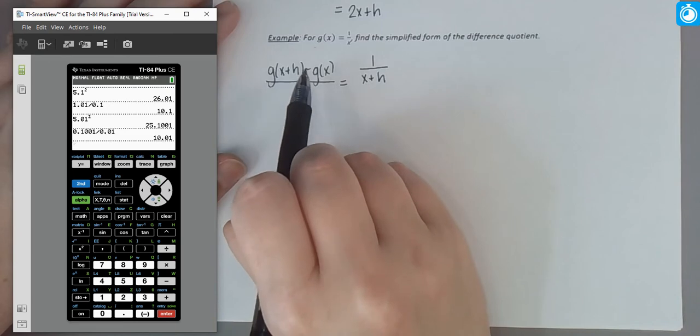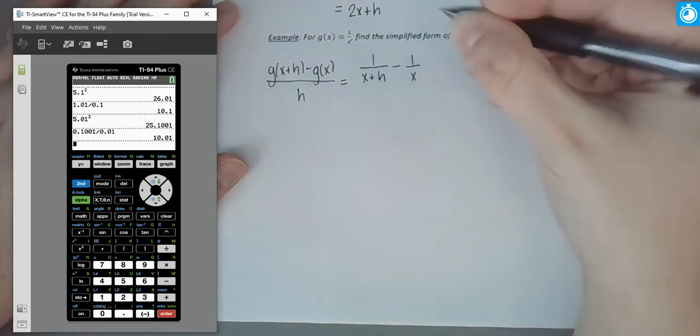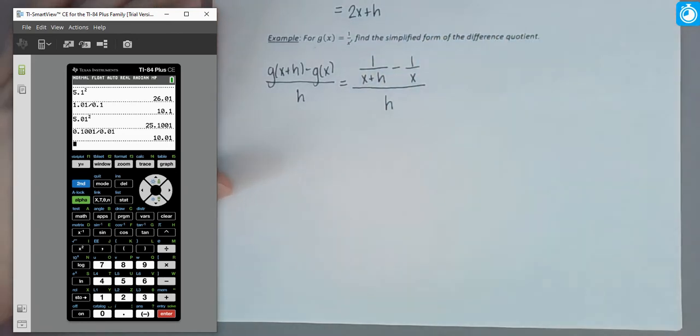Then from that, we're subtracting just g of x by itself, so just 1 over x. And then all of that is going to be divided by h. So we have fractions inside of fractions. We have a complex fraction here. Just like with the previous example, we want to start by focusing on the numerator and simplify it as much as we can. In this situation, that means finding a way to combine those two rational expressions.